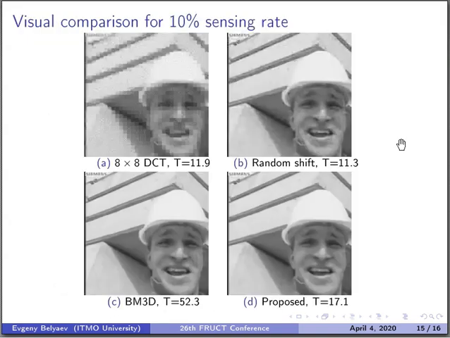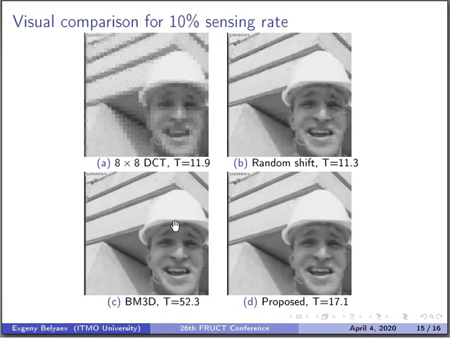Here you can see a visual comparison of different recovery approaches. This image corresponds to the case when we apply thresholding with 8x8 DCT all the time, and it provides some basic quality and takes around 12 seconds in MATLAB. This image corresponds to the case when we apply random shift all the time, and you can see that it provides much higher quality and it takes the same time.